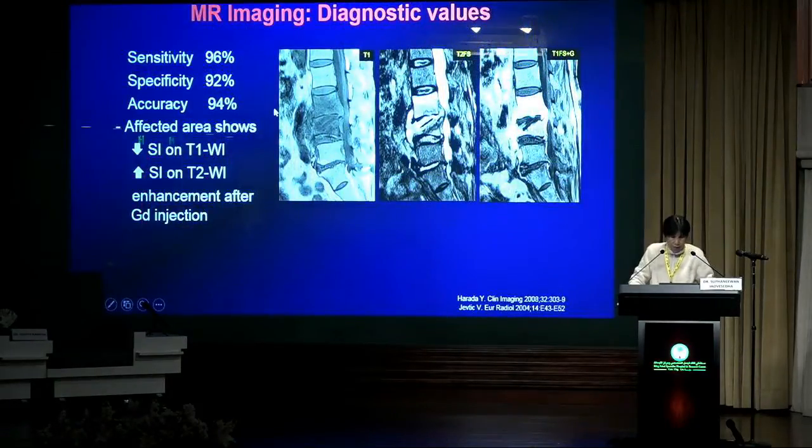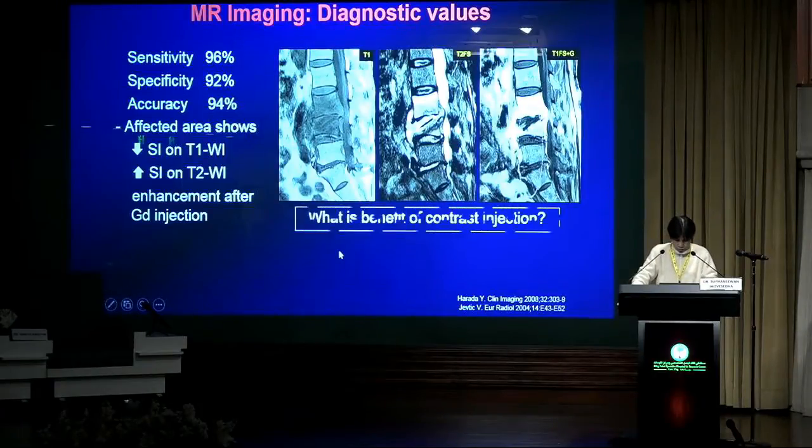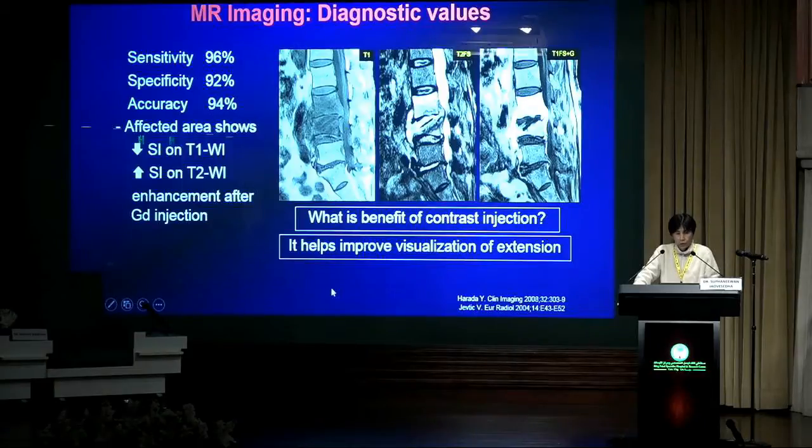The diagnostic values of MR imaging for spine infection: sensitivity is 96%, specificity 92%, and accuracy is 94%. The affected area shows decreased signal on T1, increased signal on T2, and enhancement after contrast injection. There is a question: what is the benefit of contrast injection for spine infection? The answer is that it helps improve visualization of extension. As in this patient, you can see soft tissue extension more clearly compared to T2, both at the epidural location and subligamentous location.